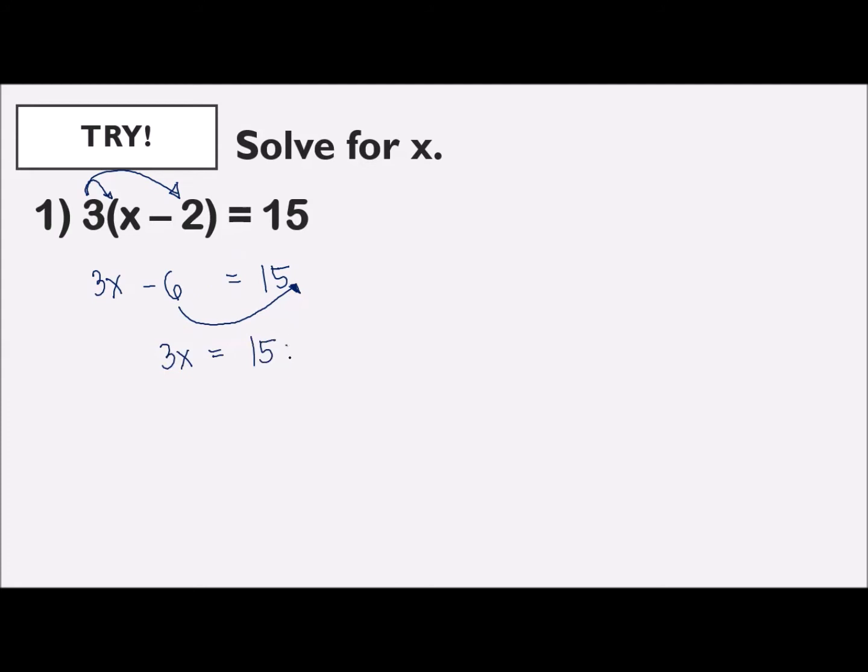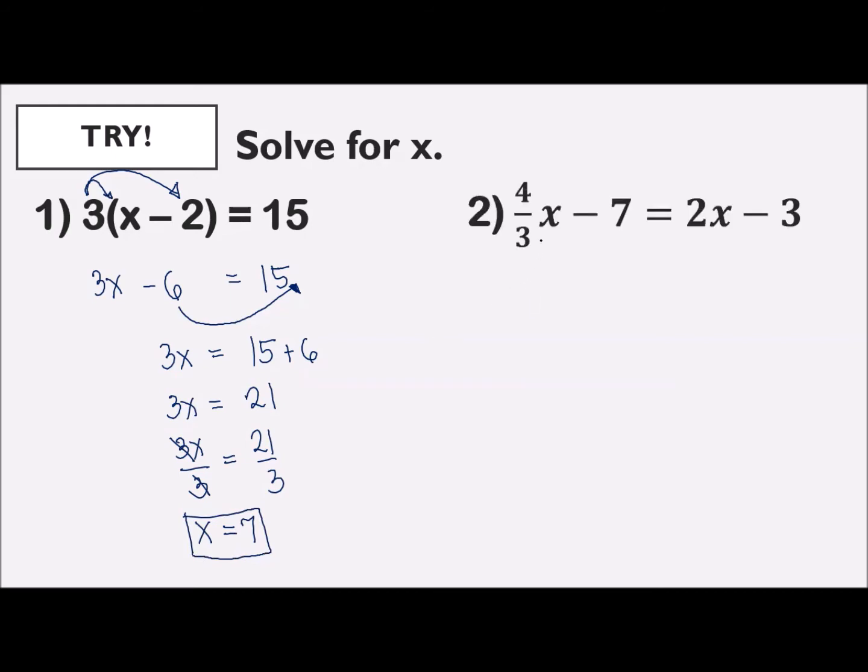Lipat sa yung negative 6, magiging positive 6. Then, we will have 3x is equal to 21. And then, dahil meron tayong katabi na number si x na dapat si x lang, kasi yun ang sabi, solve for x, we're going to divide both sides by 3. Then cancel. Then x is now equal to 7. Okay? So I hope that's clear.